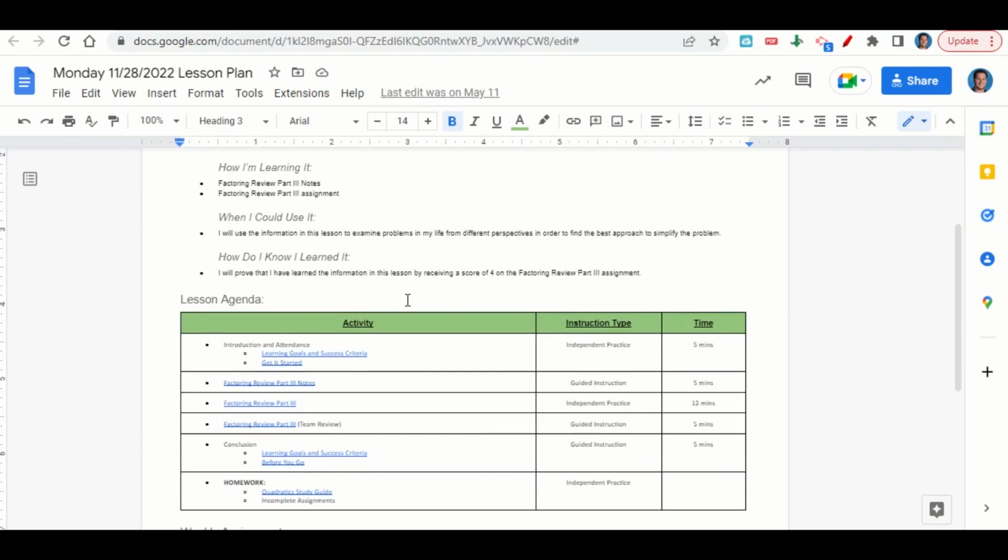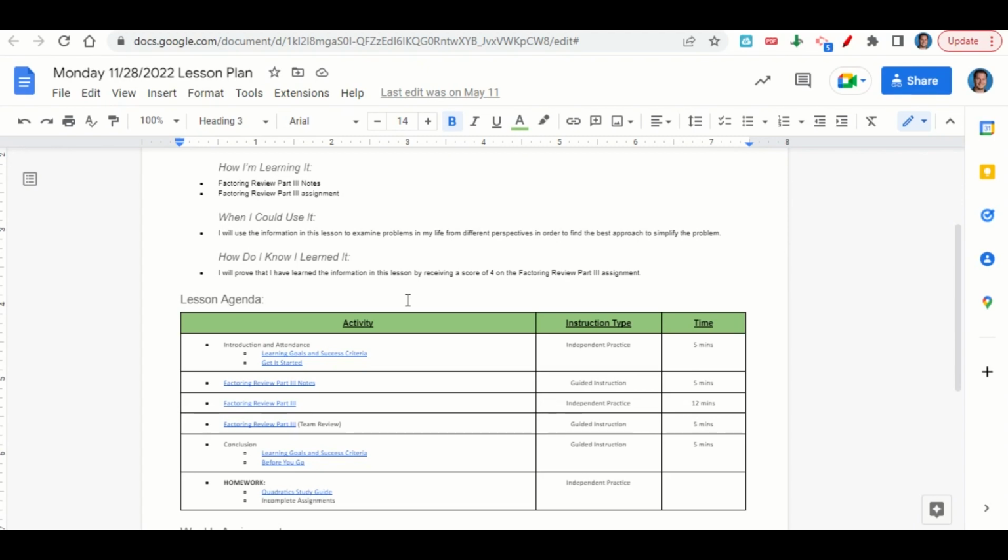Now let's take a look at our agenda for today. We will begin by going over the learning goals and success criteria. While we do that, you'll fill out your Get It Started. After that, we'll go over the Factoring Review Part 3 notes, and then I'll give you time to complete the Factoring Review Part 3 assignment. Once you've completed the assignment, we'll go over it together and answer any questions that you may have.